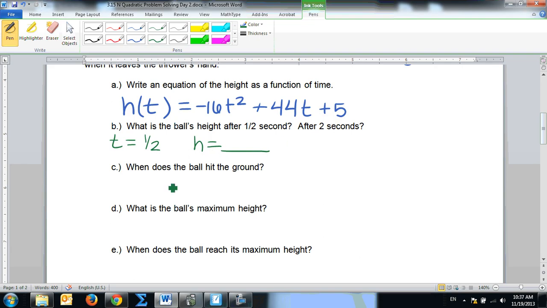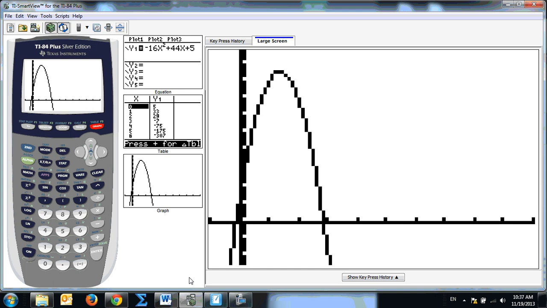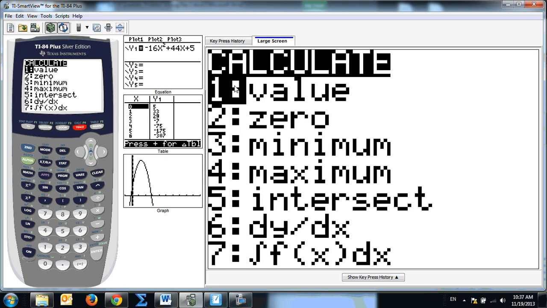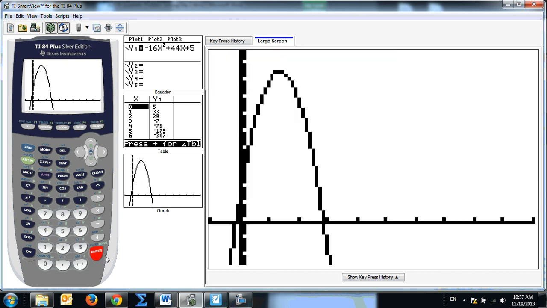So what you can do on this one, and you might want to jot yourself a little hint or reminder, is you can do second calc, which is right over trace, and you see where it says value? You can ask your calculator to calculate the graph's value at any given independent variable. Okay, so I'm going to choose 1, and then it says x equals blank. What x value do we want to plug in? 0.5. 1/2 or 0.5? 0.5. And then you press enter.